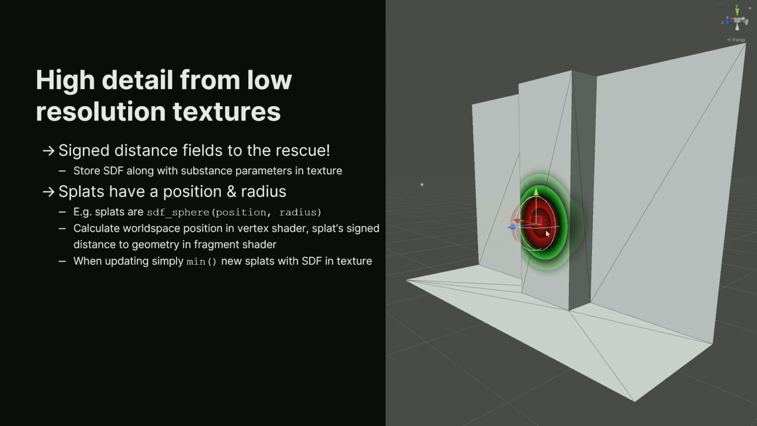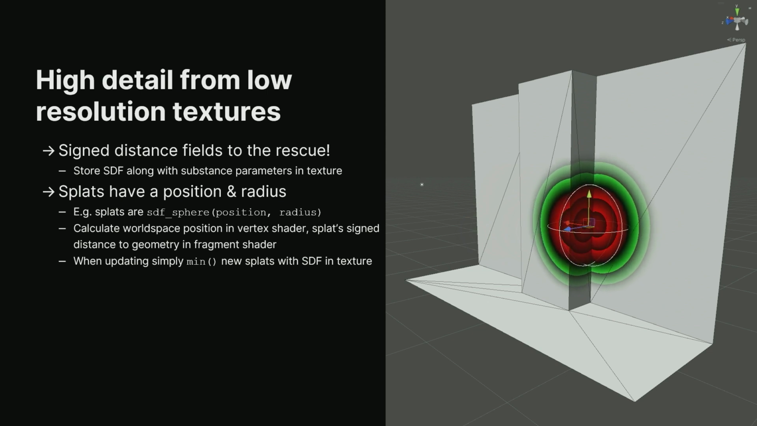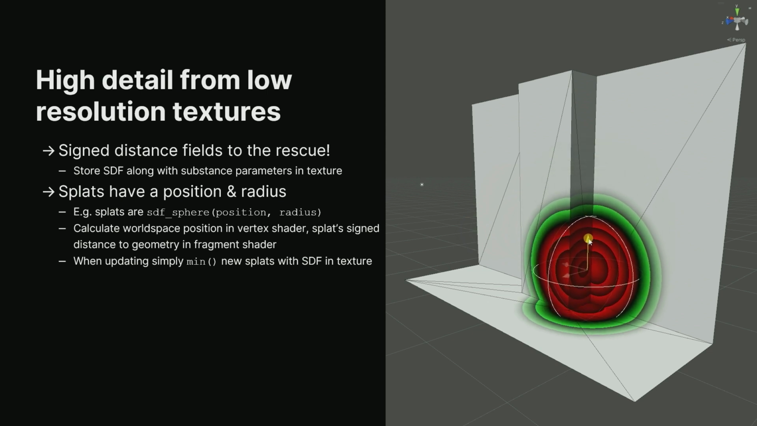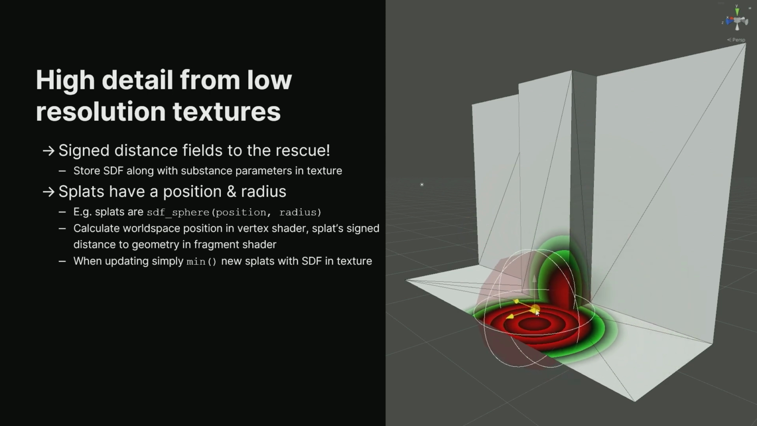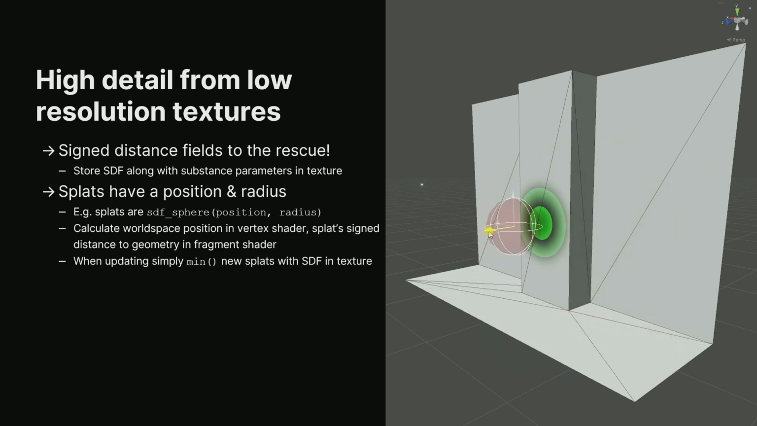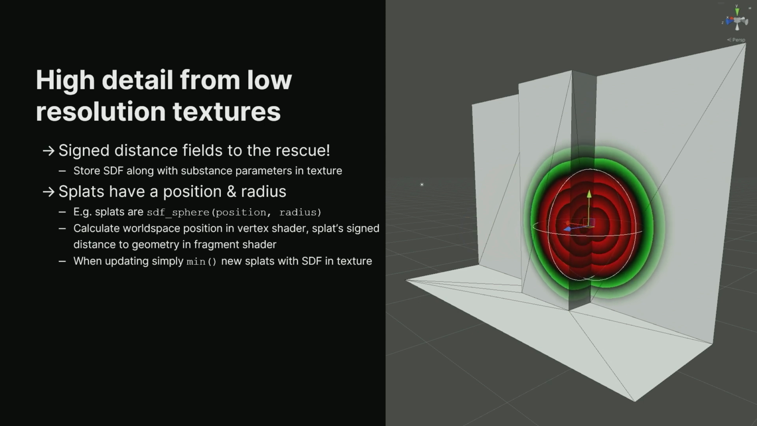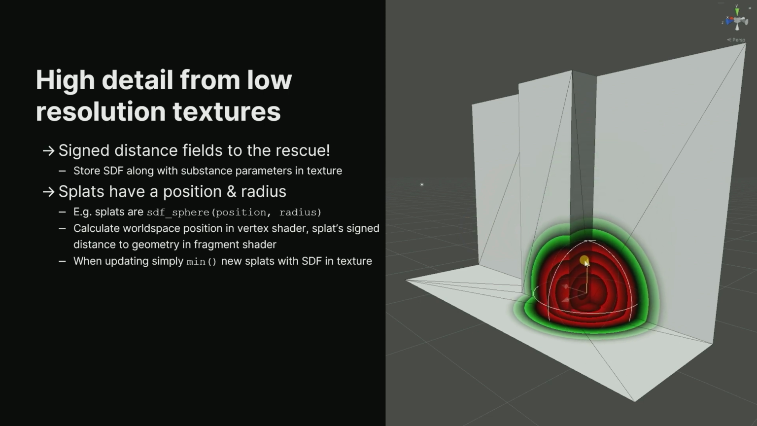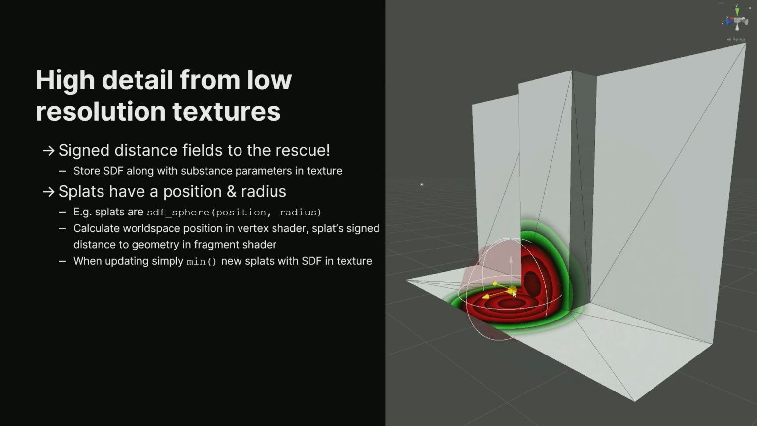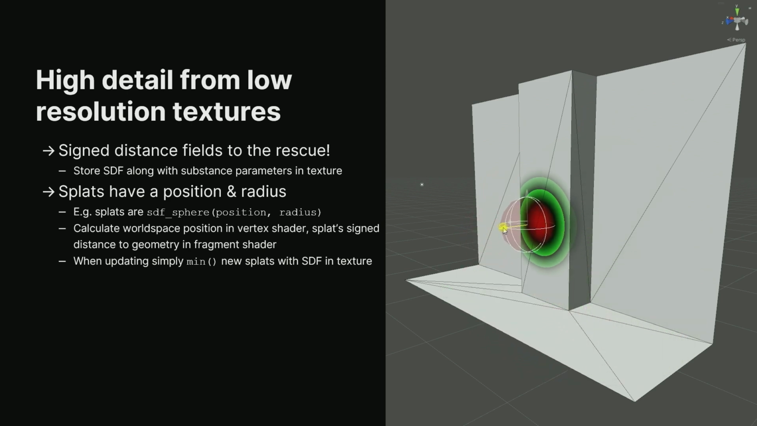So splats have a position and a radius. A splat is essentially represented by the SDF of a sphere. So when we run our update shader, we calculate the world space position for geometry, calculate the distance to the center of each splat sphere, and that gives us the SDF. And then to integrate that with the texture, we simply use the min function to take that new SDF and figure out what the minimum value is compared to the previous value in the texture.